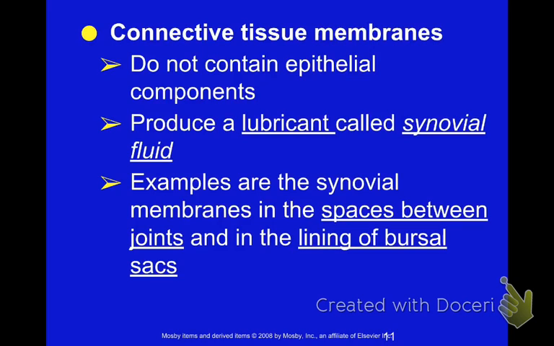So here we have connective tissue joints. They're called connective tissue membranes because there's no epithelial tissues. So it's going to be all connective tissues in there, cartilages and like hyaline cartilage, and secretion of a fluid called synovial fluid.